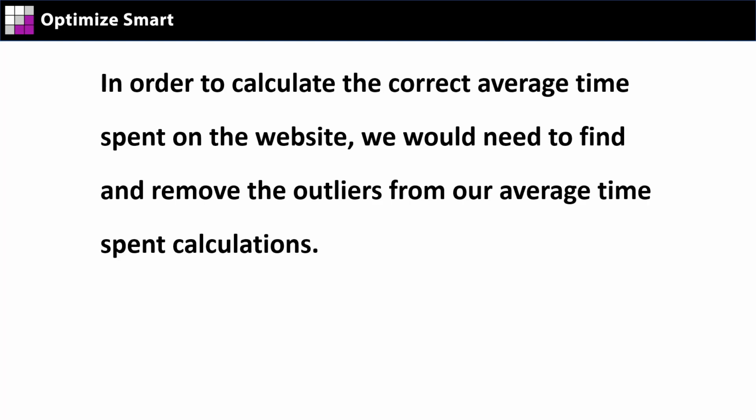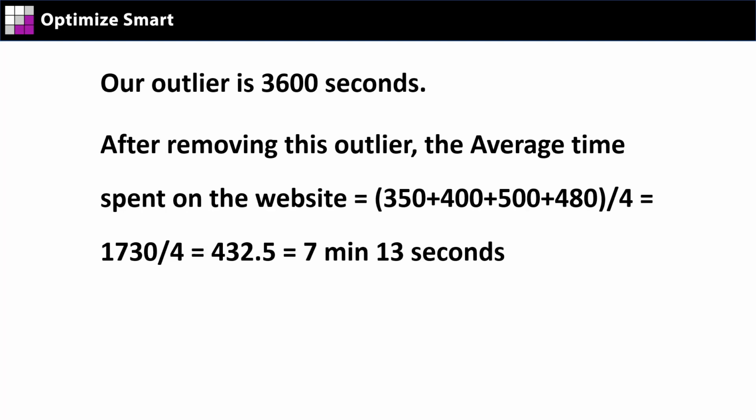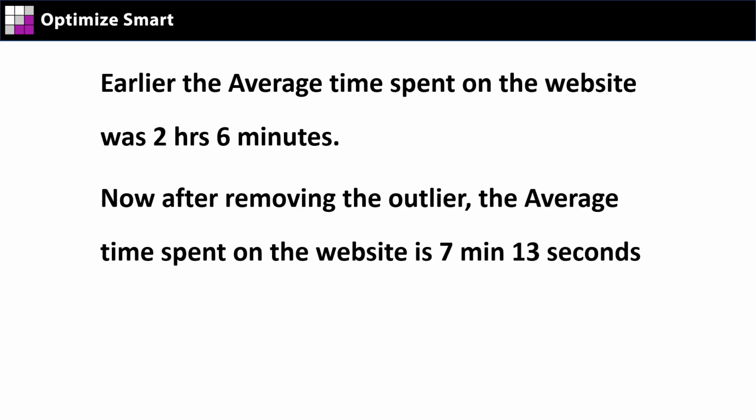In order to calculate the correct average time spent on the website, we would need to find and remove the outliers from our average time spent calculations. Our outlier is 36,000 seconds. After removing this outlier, the average time spent on the website is 7 minutes 13 seconds. Earlier the average time spent on the website was 2 hours 6 minutes. Now after removing the outlier, the average time spent on the website is just 7 minutes 13 seconds.